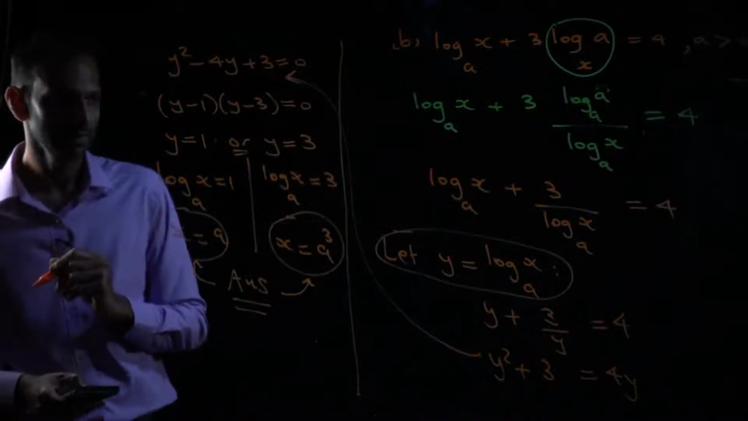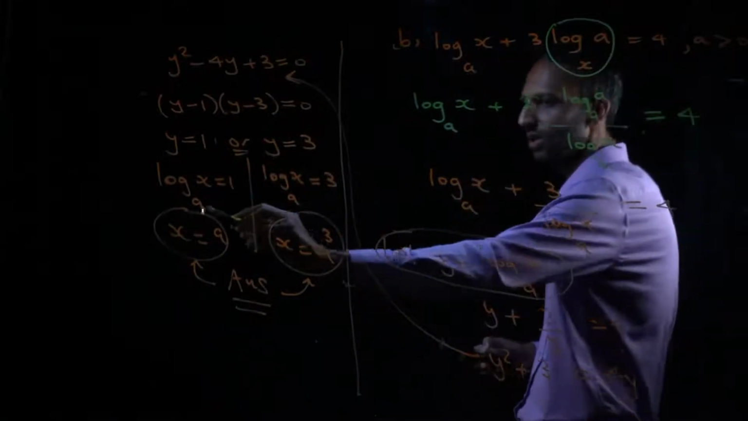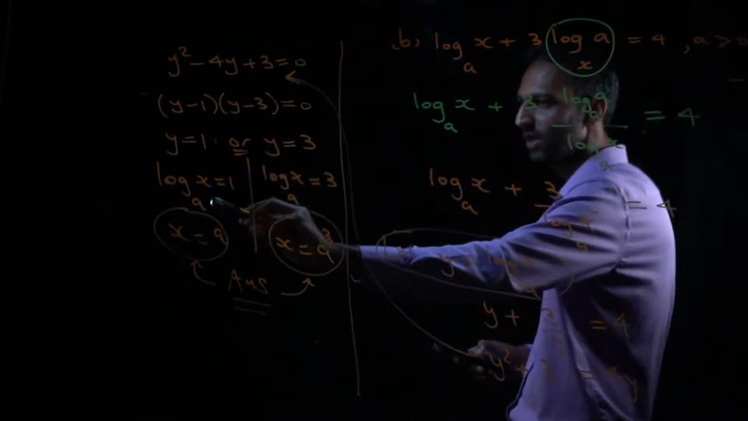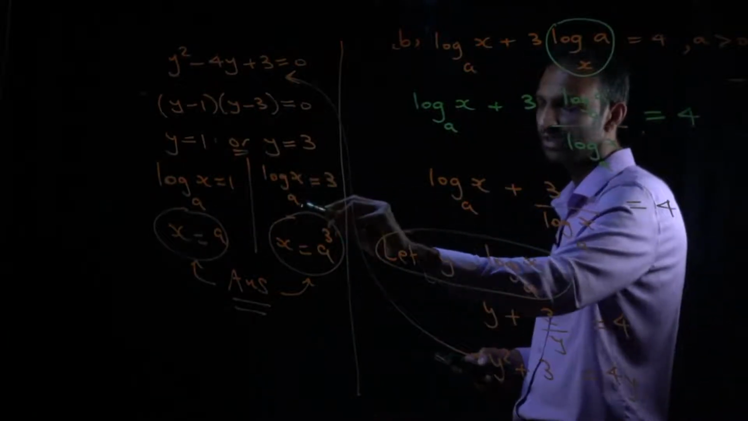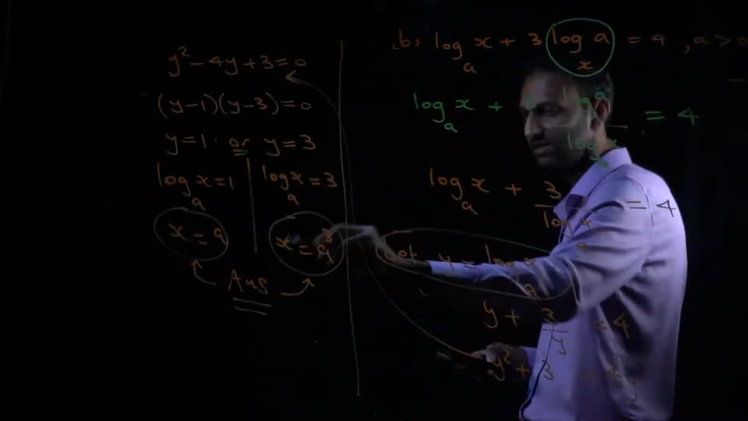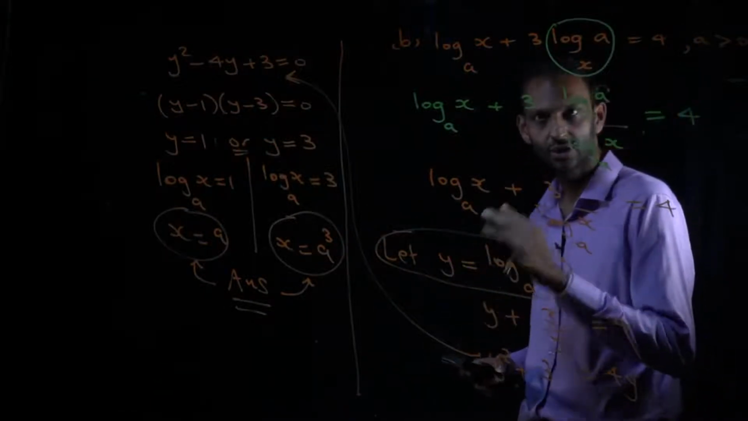So I'll move to the right hand side so that you can see what's happening. Log of x to base a is equal to 1, x is equal to a to the power of 1. Log of x to base a is equal to 3, x is equal to a cubed. So question number 10 is done.